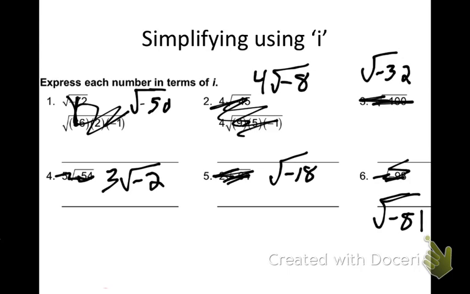Okay, let's look at these here. Square root of negative 50. What's the square root of negative 50 going to be, Lane? So what's my answer then, sir? 5i square root of 2. 25 times 2 is 50. Can you get 10 and 5? 10 and 5, neither one of those are perfect squares.